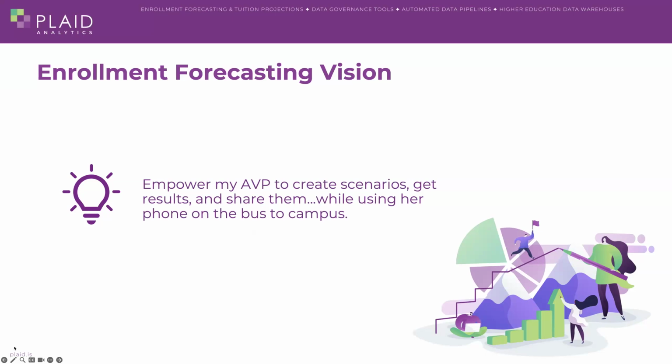Inevitably somebody, either me or another dean, would fall behind on their email and we'd run into these version control challenges. What I really wanted was to make it possible for my associate vice president to ask a question and get results and be able to share them with her colleagues while she was on the bus on the way to campus, back when you did that before the pandemic for your meetings. We couldn't do it at the time, but we can now, and Plaid Forecast has fulfilled this vision.